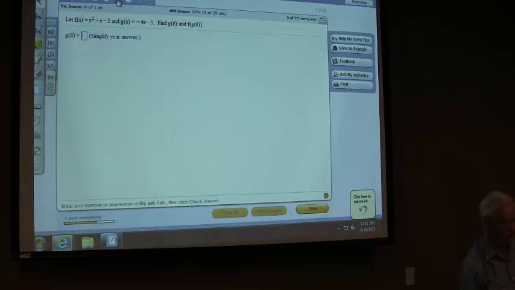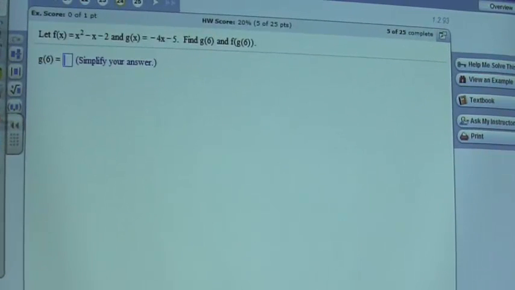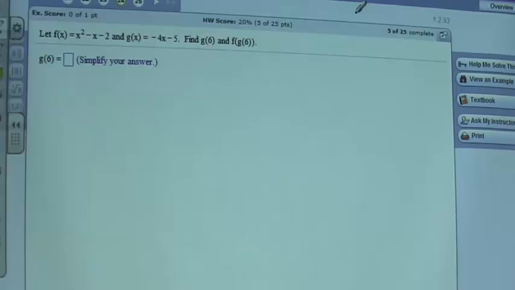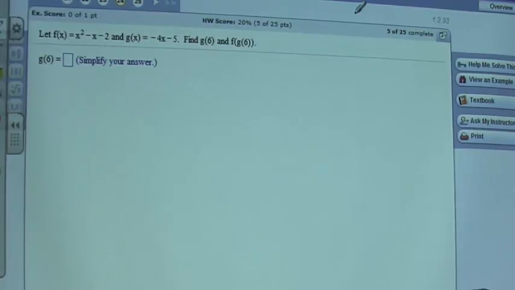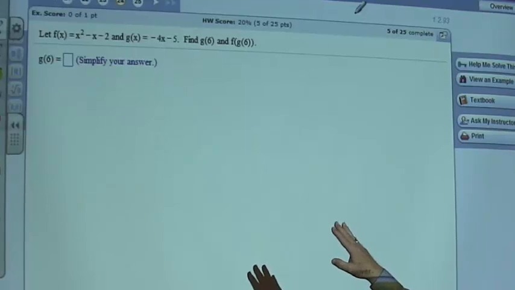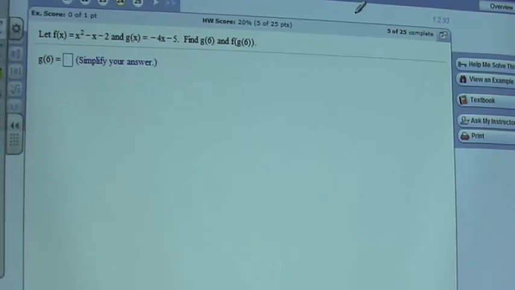So let's move on to number 24. This looks complicated when you first see it, but if you work it through step by step, it isn't that hard. So we have two functions, f of x and g of x. F of x is defined by, for every value of x, you first square it, then you take the negative of it, and then you take a negative 2. Add those together. G of x is taken as negative 4 times x, add a negative 5. Now, we want to find g at 6 and f at g at 6. That's how you read that.